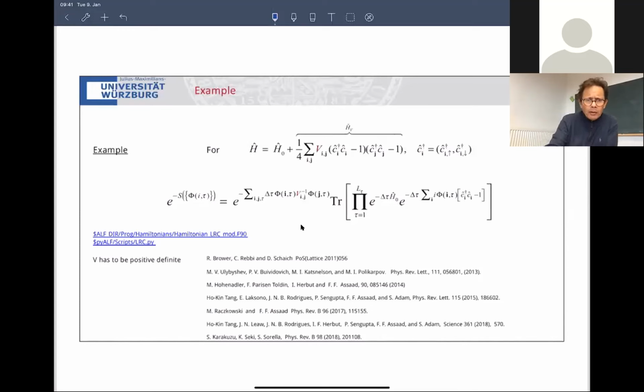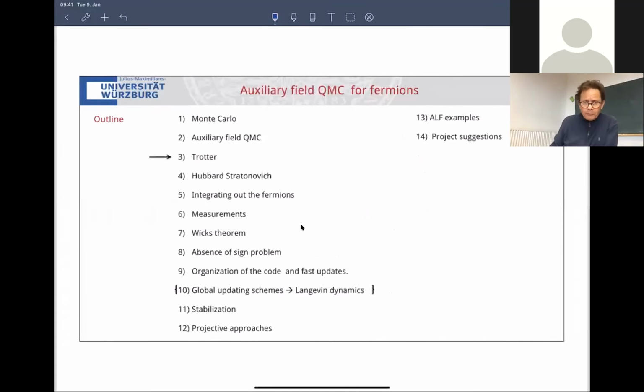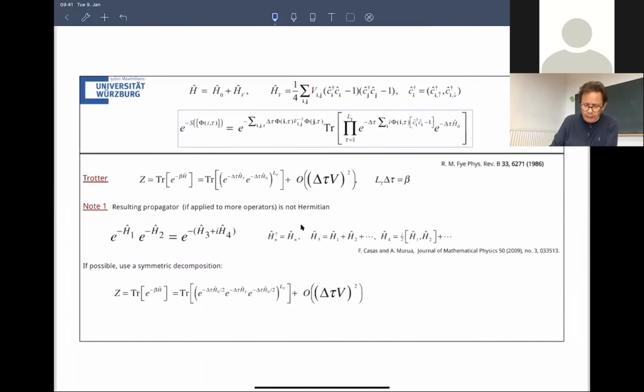So how do we formulate this, and how does it work? The first point is the Trotter decomposition, right? We have to do the Hubbard-Stratonovich transformation, so we have to isolate the interaction term from the hopping, right? These two things don't commute, and so we have to do an approximation. The Trotter approximation is like this.